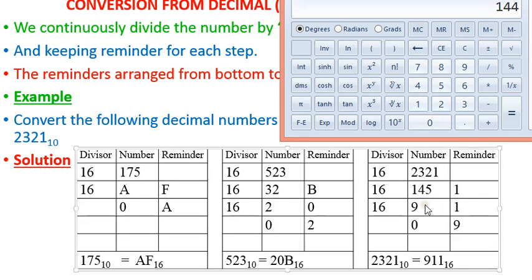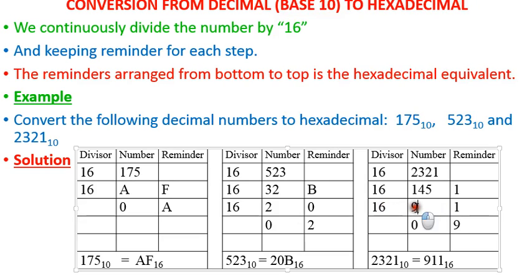Now, the next step is to say how many times can this 16 enter 9? Of course, it will enter 0 times, but the remainder is the 9 itself. So my answer should be this, starting from the 9, 1, 1. Therefore, I can say 2321 base 10 is equal to 911 base 16.